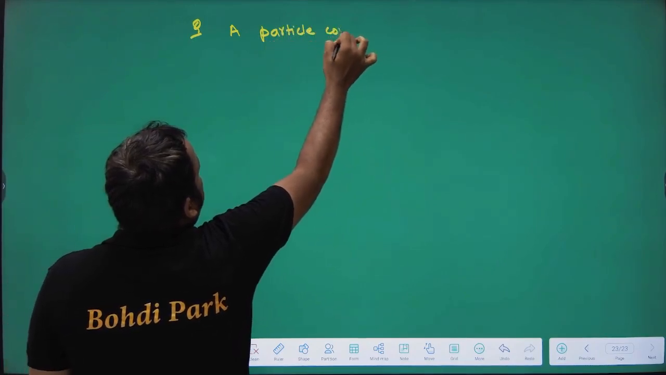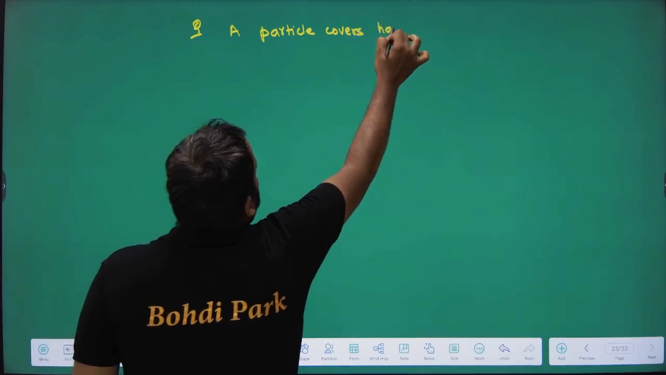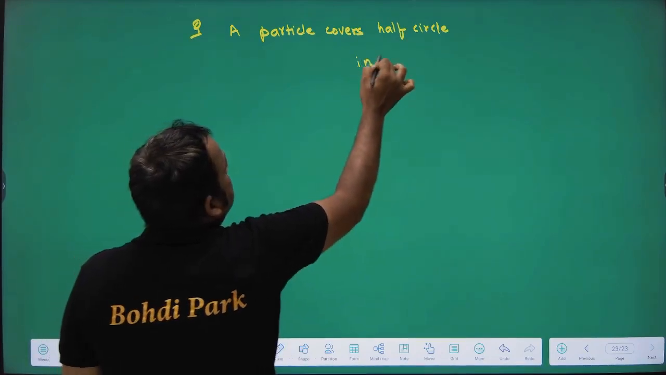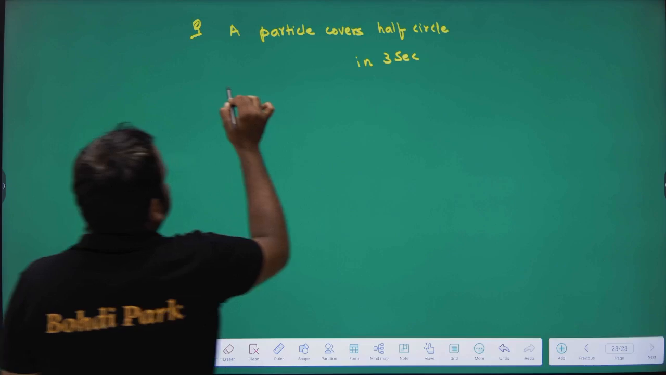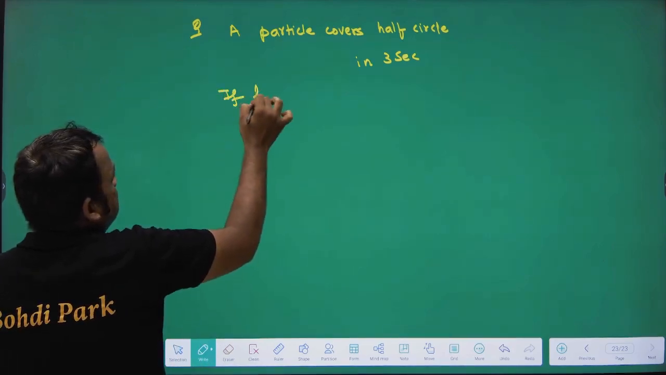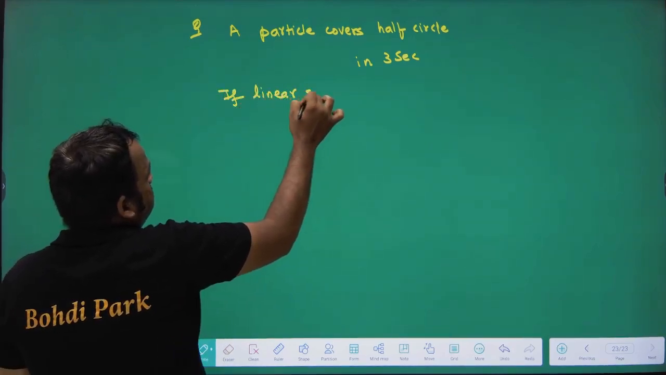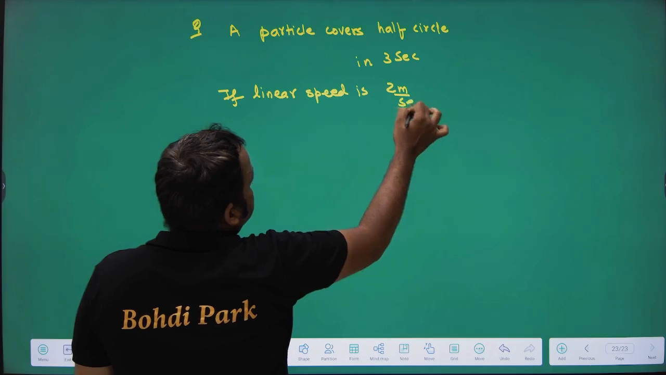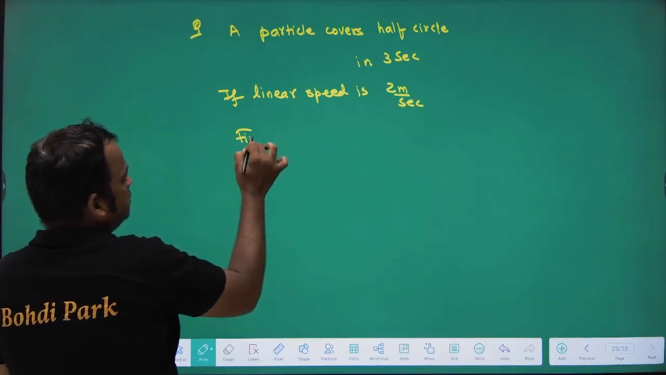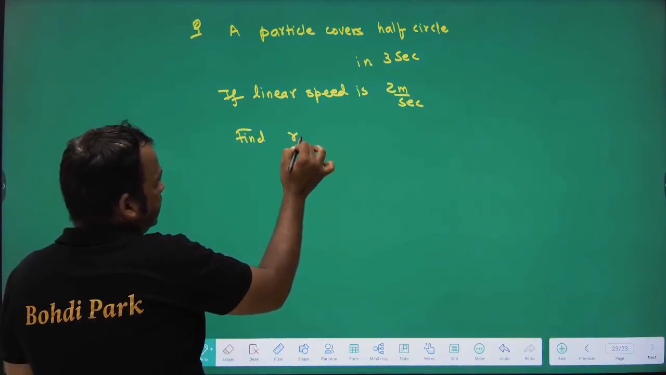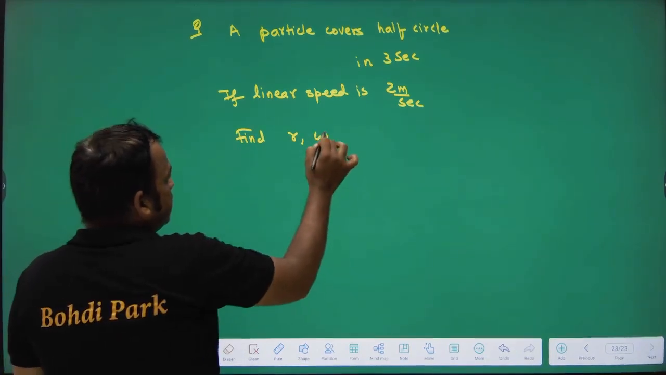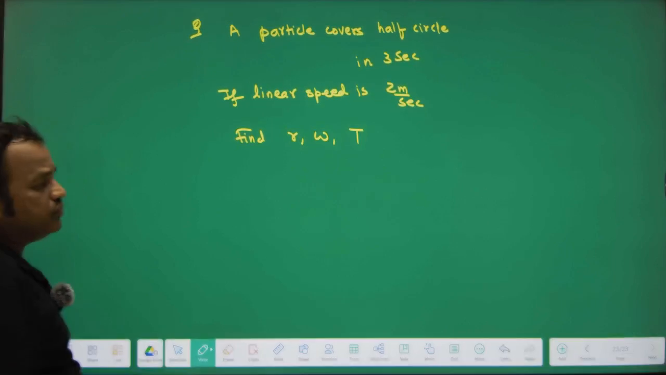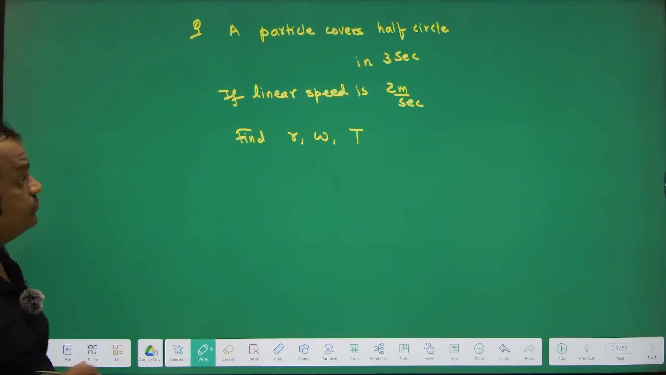A particle covers half circle in 3 seconds. If linear speed is 2 meter per second, find radius of circular motion, angular speed of circular motion, and time period of circular motion.